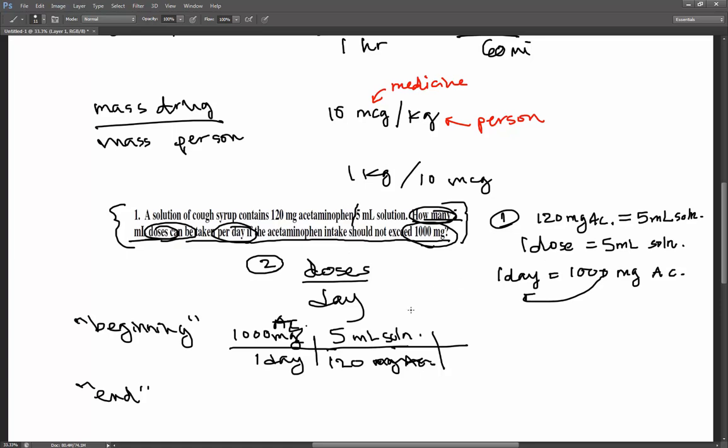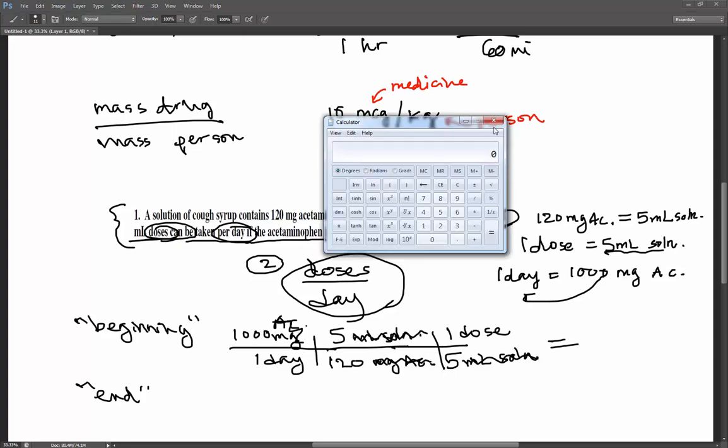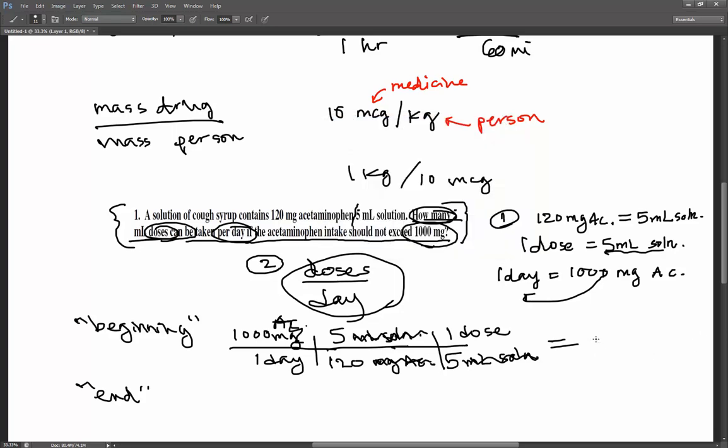Well, we want doses and not milliliters, so we need to cancel out milliliters. And here's another place where I have milliliters. So if I put that here at the bottom, and I put dose up on the top, then my milliliters cancel, and I end up with dose on top and day on the bottom. And that's exactly what I'm looking for, so I know that I'm done. And I can plug this into my handy dandy calculator and find the answer. Easy peasy. So we have 1,000 times 5 divided by 120, and then divide that by 5 to get 8.33 doses per day.